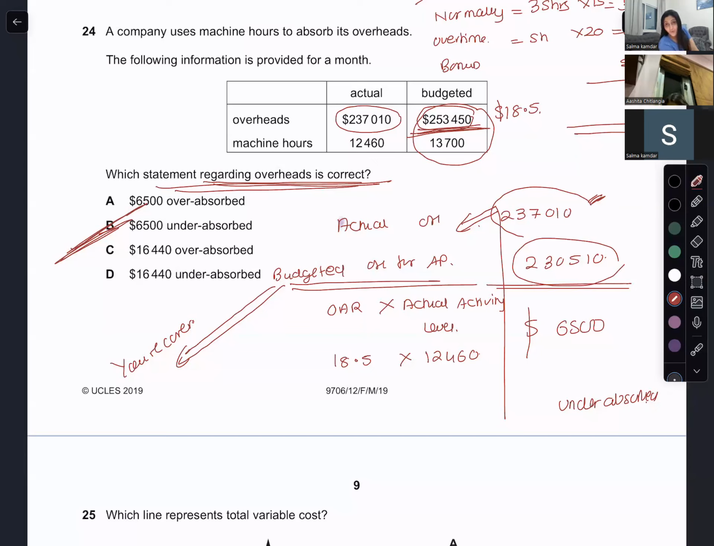If actual is more than your budgeted, then you have under absorbed, and if the actual is less, then over absorbed. Fine. Actual minus budgeted. If it's positive, then it's under absorbed, and negative then over absorbed.